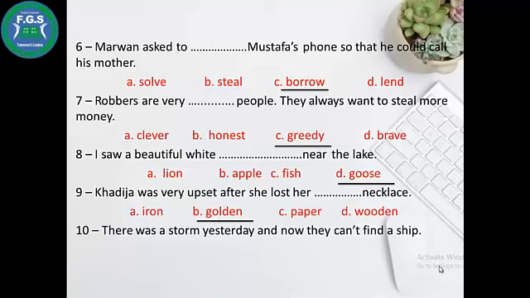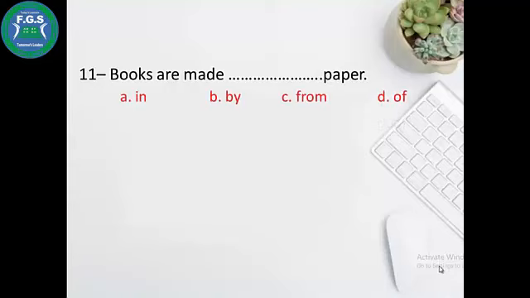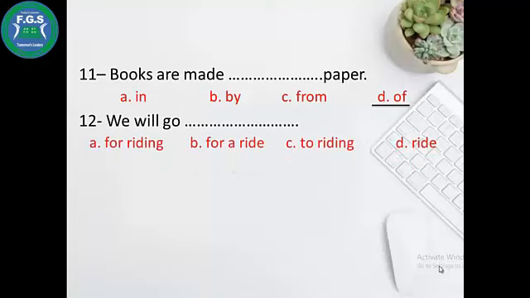There was a storm yesterday and now they can't find the ship. How terrible, good, great, wonderful. Okay, it's how terrible. Books are made of paper. Paper here is a material, so made of. We will go for a ride. We will go for riding, for a ride. We said we will go for a ride or go riding.